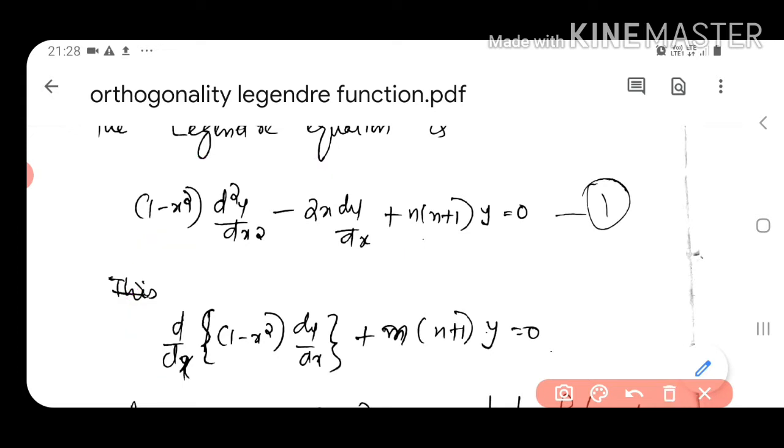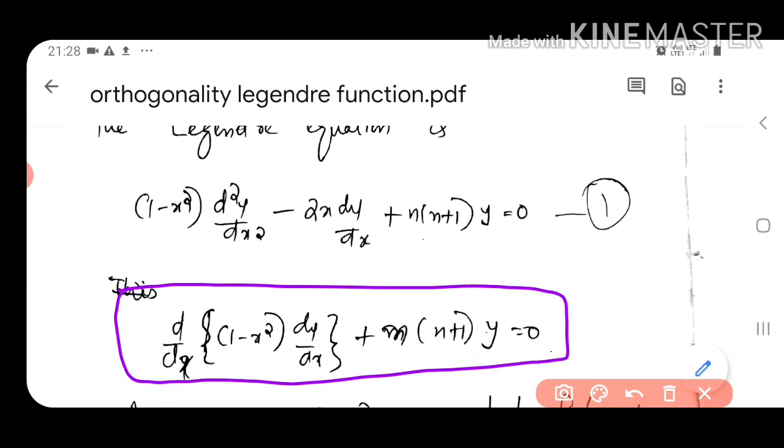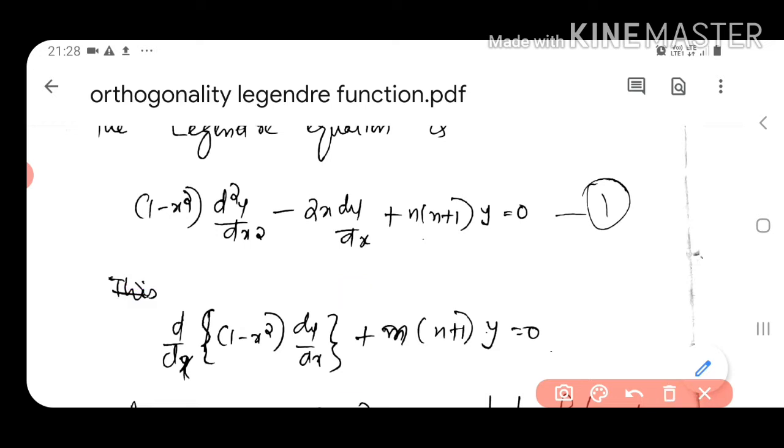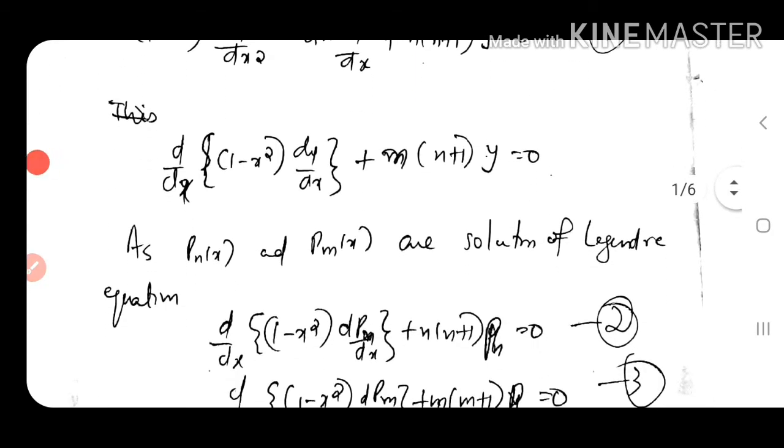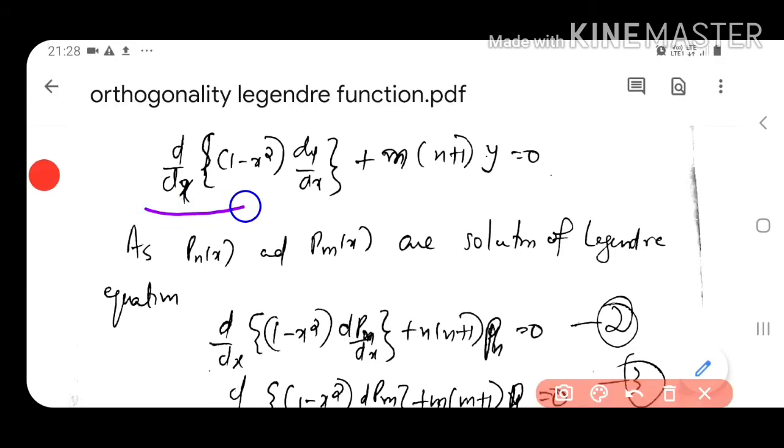So it is possible to write the Legendre differential equation in this fashion, and we will later on see that this is because the Legendre equation is self-adjoint. Okay, we will learn more about it later on. So let's continue. d by dx of (1 minus x square) dy by dx plus n into n plus 1 y equal to 0.